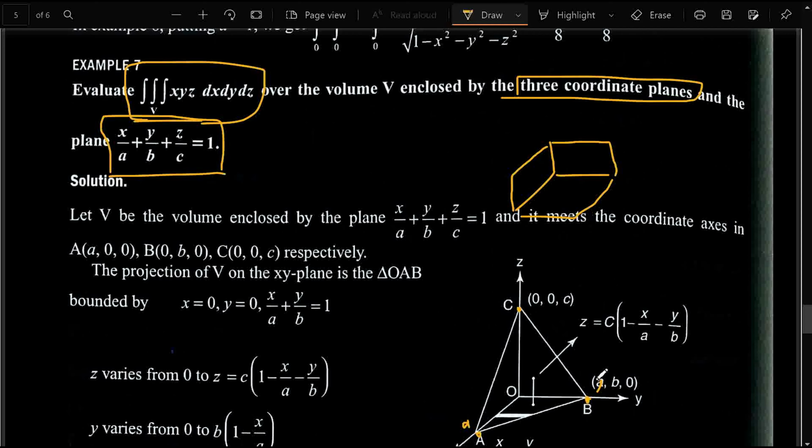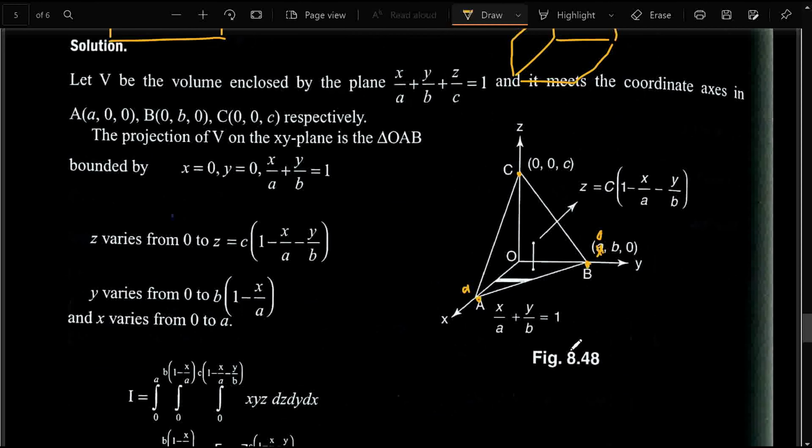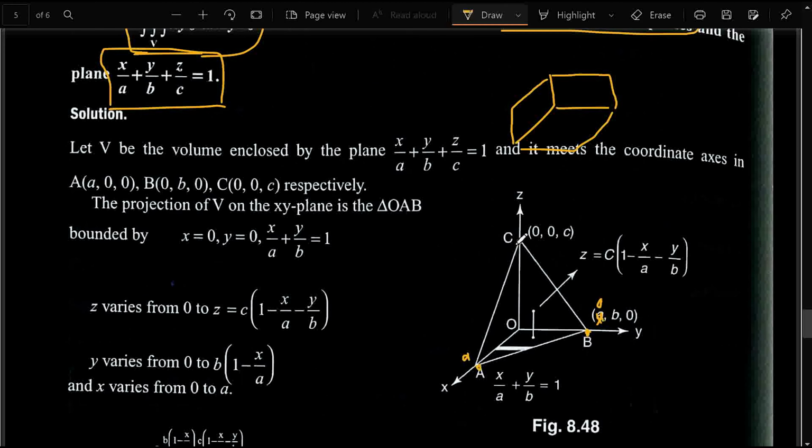And this is not a, guys, this is a printing mistake. Here 0 should come, so it is 0, b, 0. So this is b. If you join these points, you get the plane.